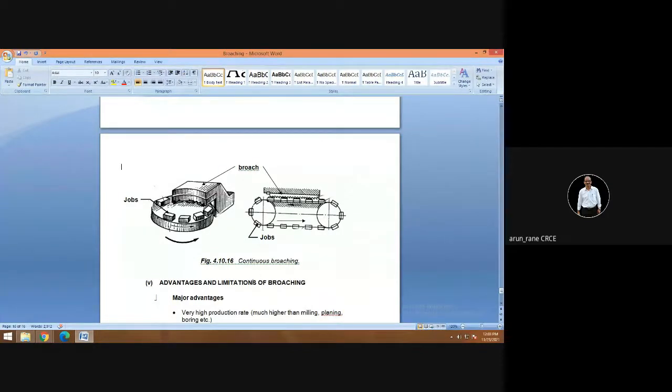This diagram shows how continuous broaching is carried out. These are the workpieces which are kept on a rotating table, and this is your broach, and you can see the broach along with the teeth. So this is the broach, and these are the workpieces. So this is external broaching.